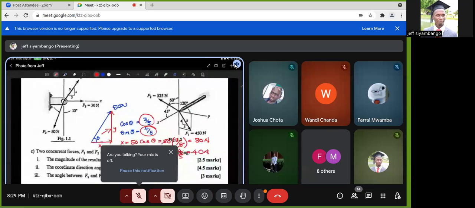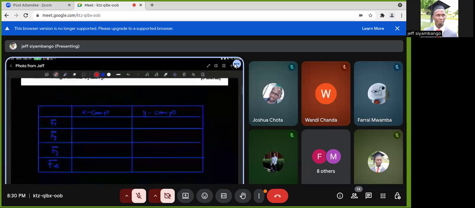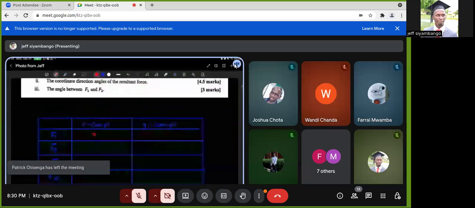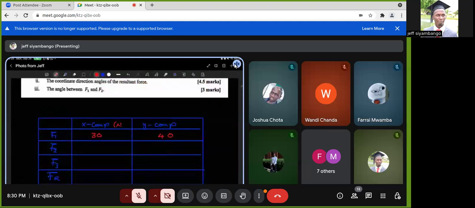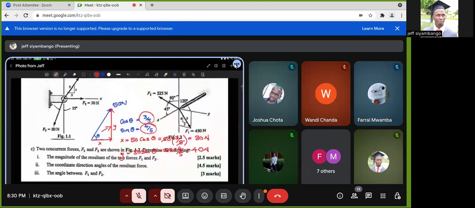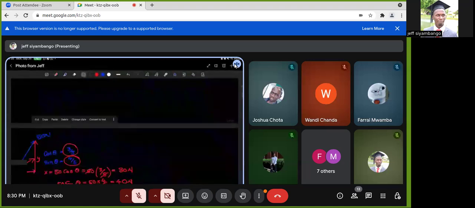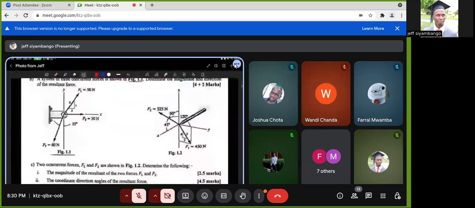So you've seen that for F1, the components are coming out as 30 for x, 40 for y. I can put the units here just in case I'm being marked by someone who is strict, so that I don't even have to repeat units in these columns. So I have obtained the components for F1. Now I need to do the same thing for F2 and F3.